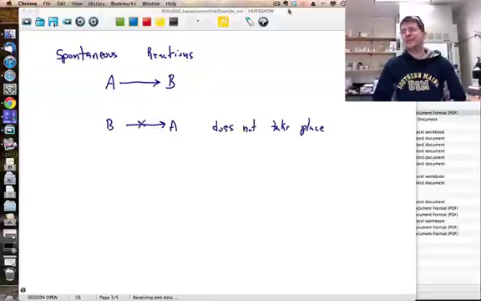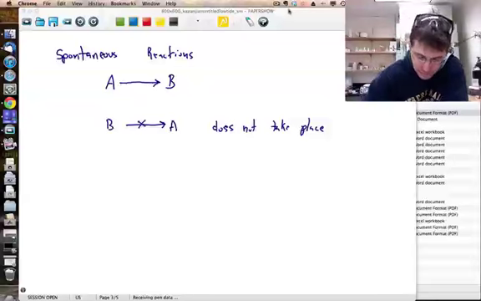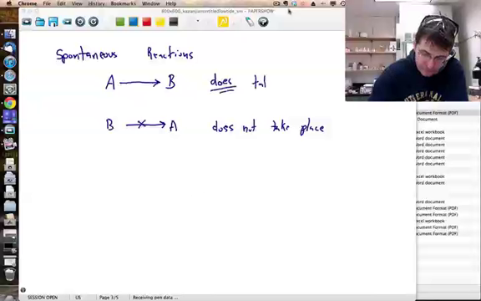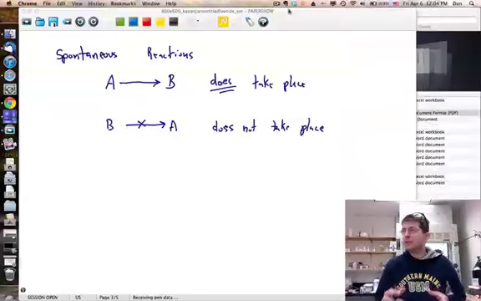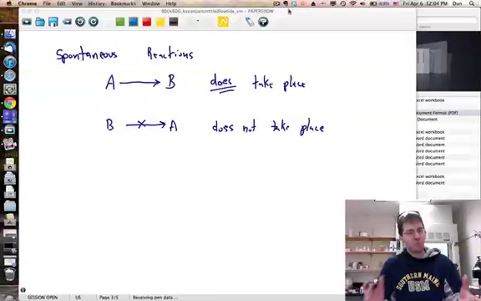As a chemist, if you want to know whether you should even bother trying to make something using a certain set of reagents, you could use this simple process of thermodynamics to figure out whether or not the reaction would go. So this is what we really say is a measure of spontaneity. It takes place as written, A going to B. A good example of this is water.